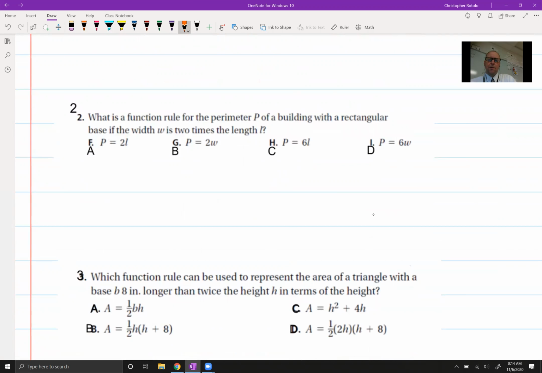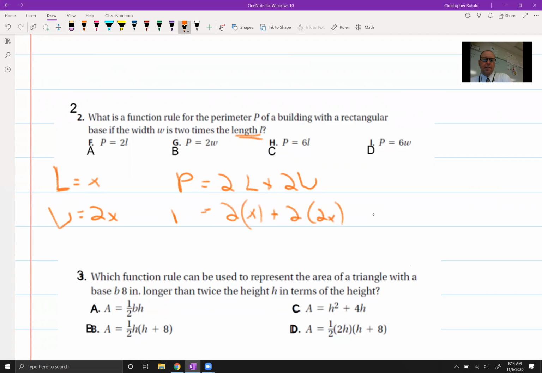All right, write the function rule for the perimeter of a building with a rectangular base if the width is 2 times the length. Okay, so here's that comparison that we've been talking about off and on. And we're trying to deal with that just a little bit. So the length is now x for this case, and the width is 2 times that. So that's 2x.